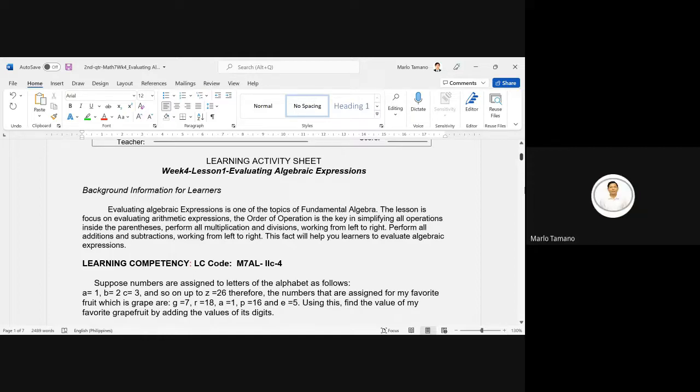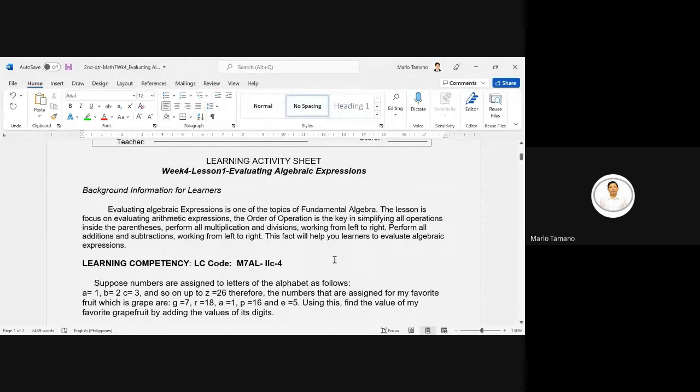Okay? So, one of the topics of fundamental algebra. Next, in here, about evaluating algebraic expression or arithmetic expression, all you have to do is follow the order of operations. So what are the order of operations? These are working all multiplication and division, which is the higher order. Then another one, we have addition and subtraction, working from left to right. Ganun din po.